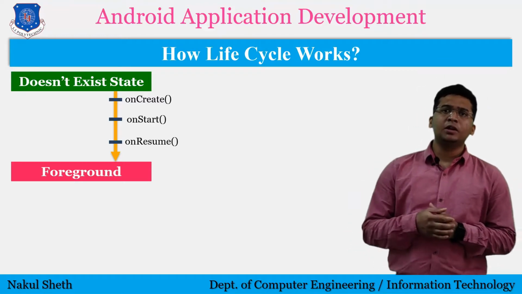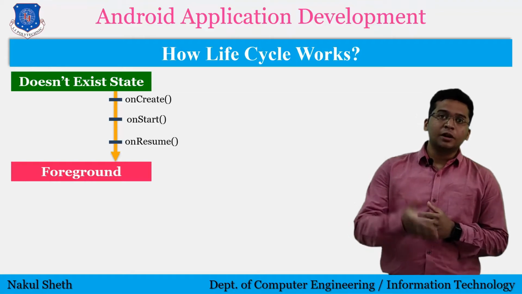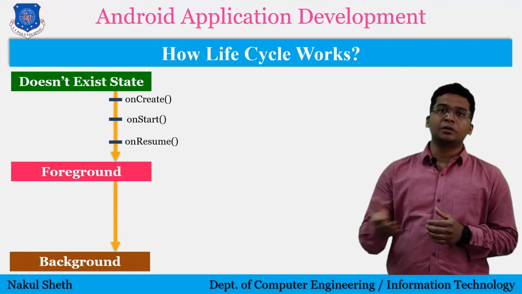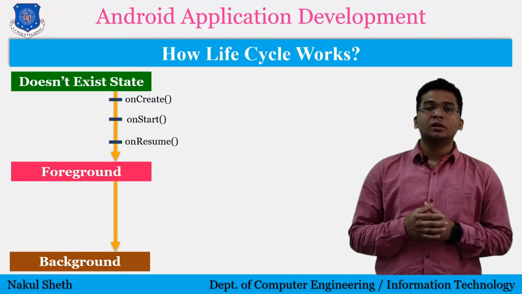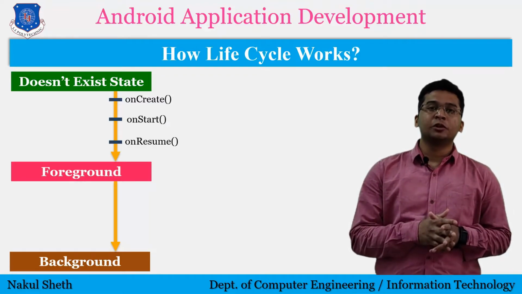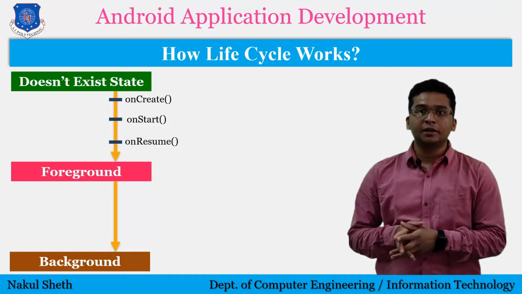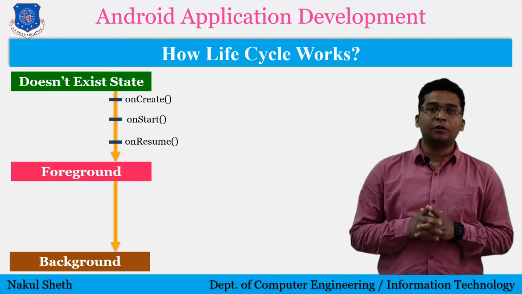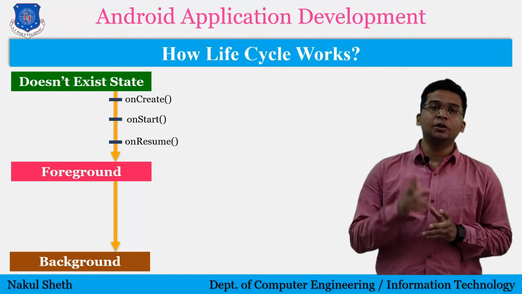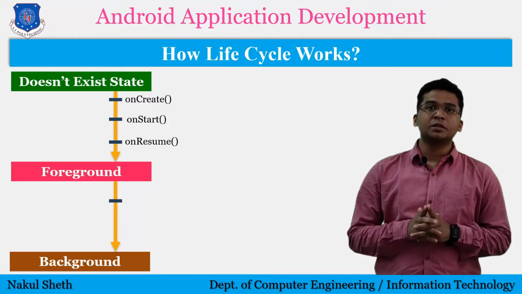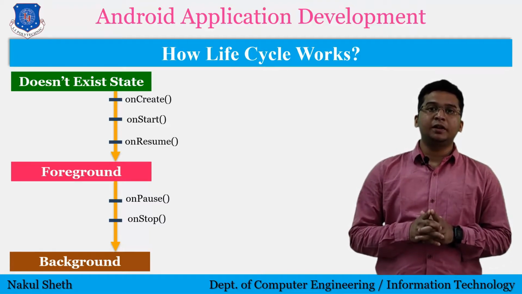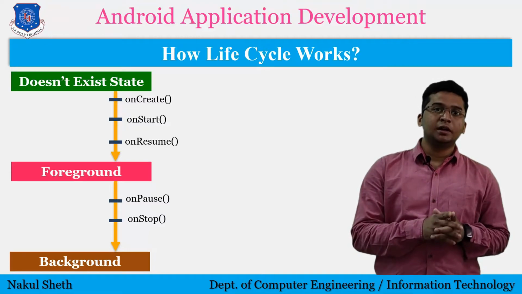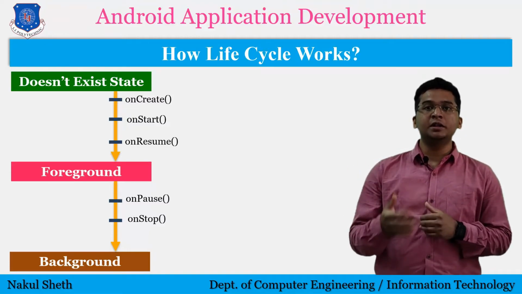When another activity comes in foreground, then our current activity will enter into background state, which is known as stopped state. So when the current activity goes from foreground state to background state, then our Android platform or system is going to call 2 different methods, which are onPause and onStop. So from now we can say the current visible activity is in foreground state and the previously visible activity is in background state.